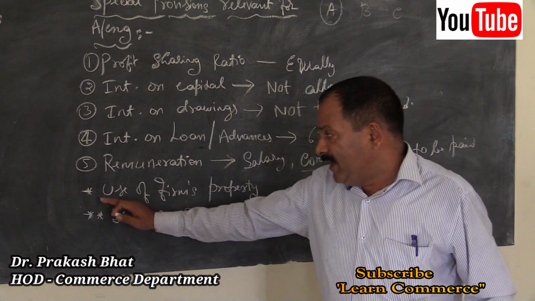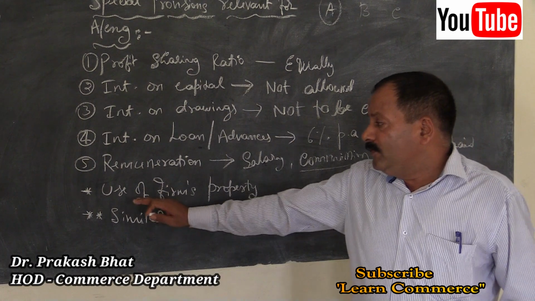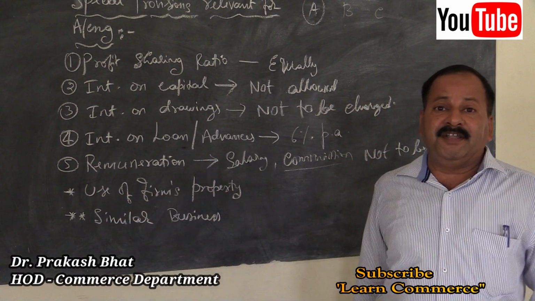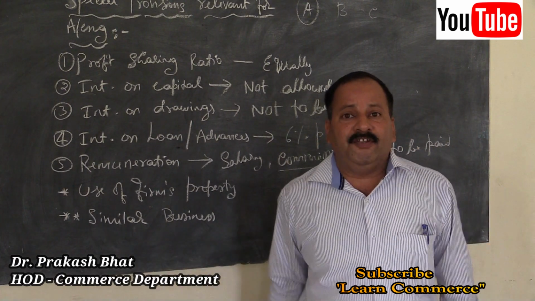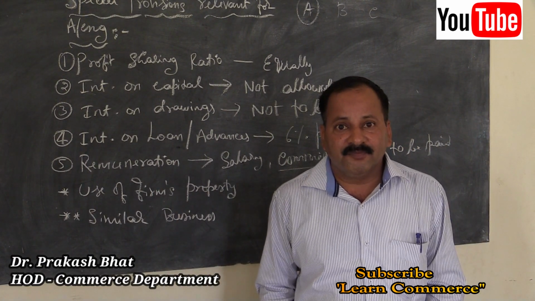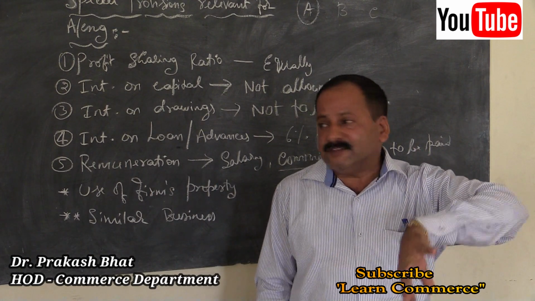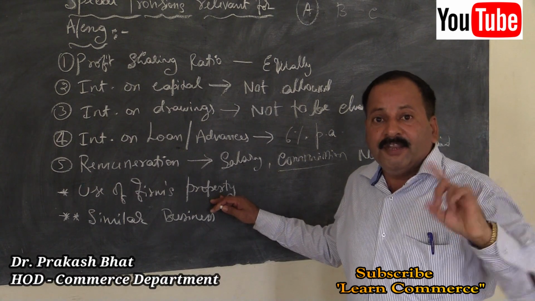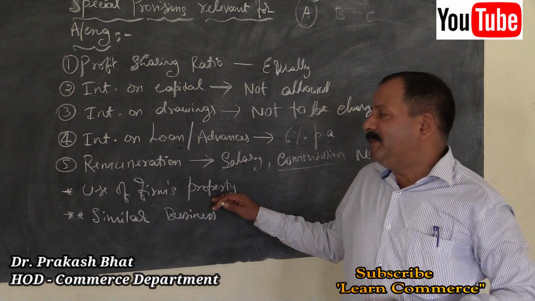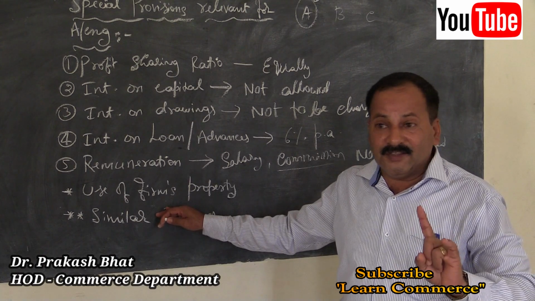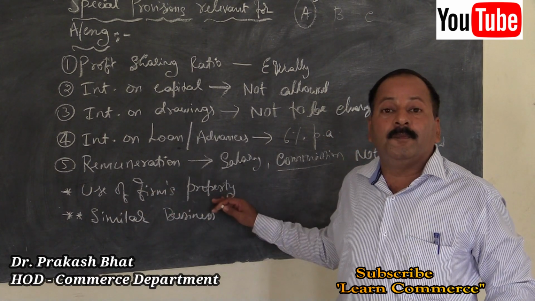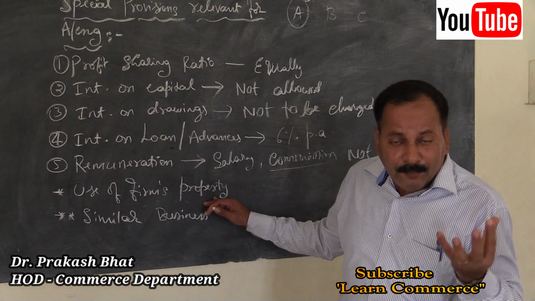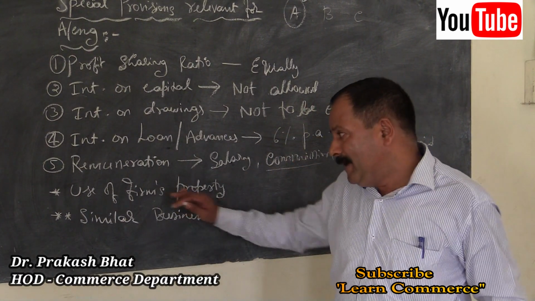Two more points are there. If one or some of the partners use the firm's property and earn any profit, then what should be done? The profit earned by the partner or partners who use the firm's property should be given to the firm by those partners, because they are using the firm's property and they are earning the profit, and that profit should be paid to the firm.